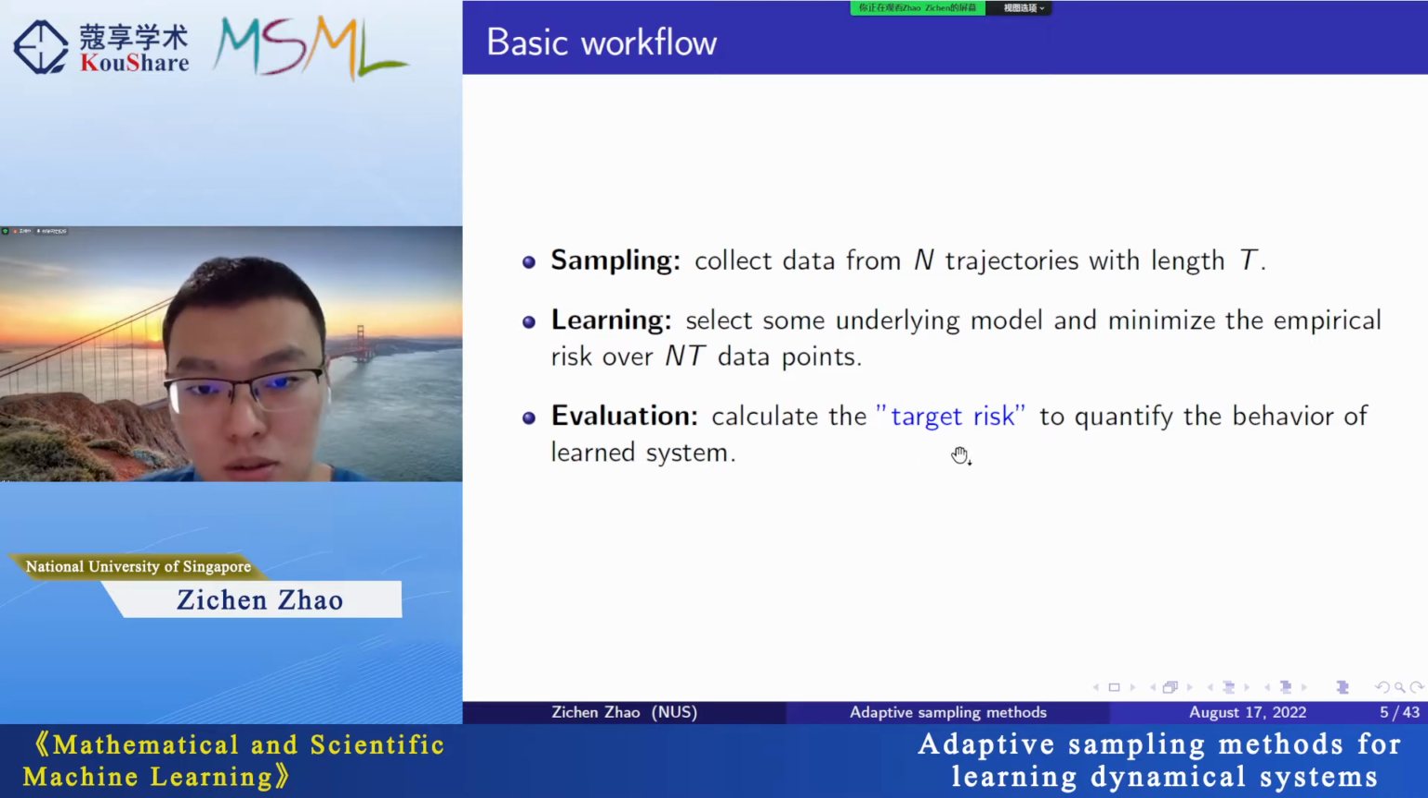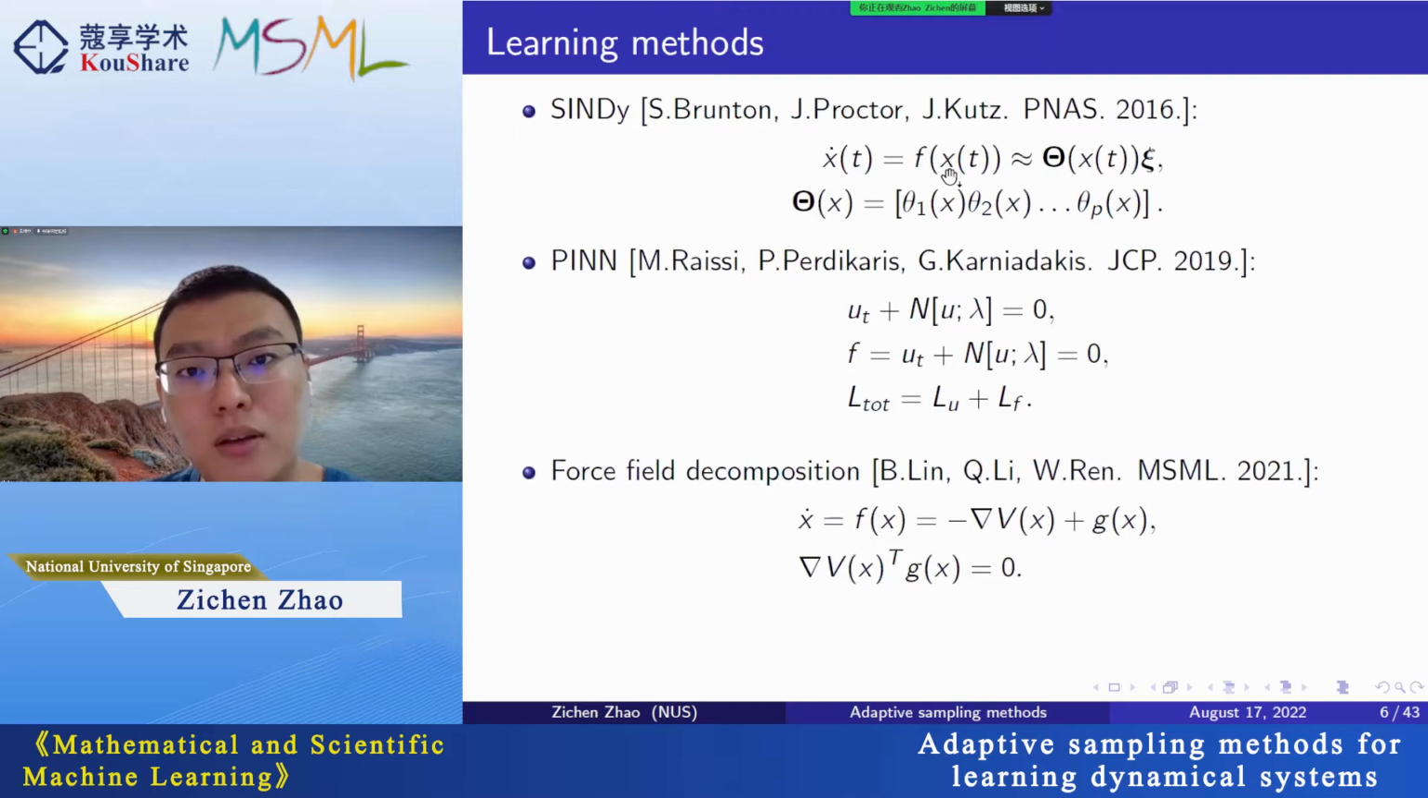In classic supervised learning, we just need to calculate the generalization error, right? But in the dynamical setting, the target risk can be quite different. I will explain this later. In fact, most previous work focused on the second step. The learning step tries to develop some new network architectures or training methods to learn.